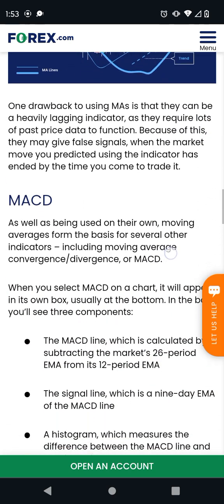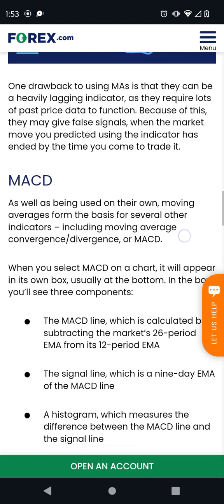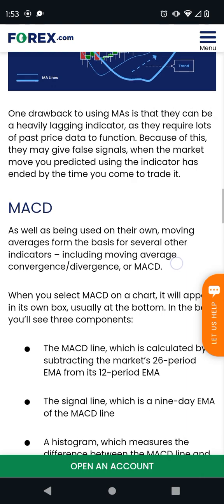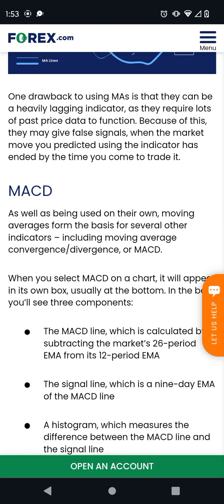One drawback to using MAs is they can be heavily lagging indicators, as they require lots of past price data to function. Because of this, they may give false signals when the market moves. You predict it using the indicator, but it has ended by the time you come to trade it.